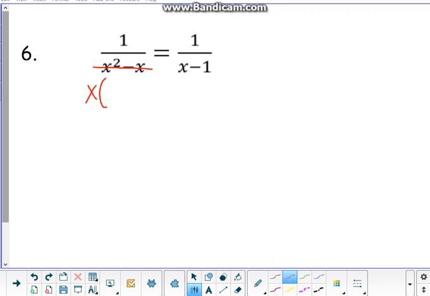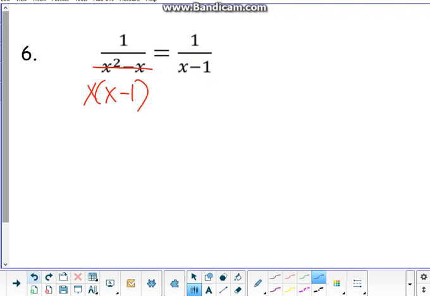If I factor an x out of x squared, I'm left with just x. And I factor an x out of negative x, and I'm left with just negative 1. And you can double check that by doing distribution to see, hey, x times x is x squared, and x times negative 1 is negative x, so that checks out. Okay? And then my second fraction, x minus 1, there's nothing really to factor with this one. It's just x minus 1. That's all there is to it.